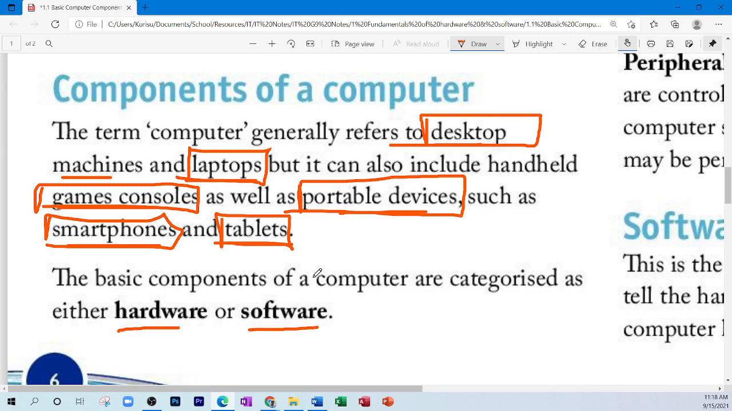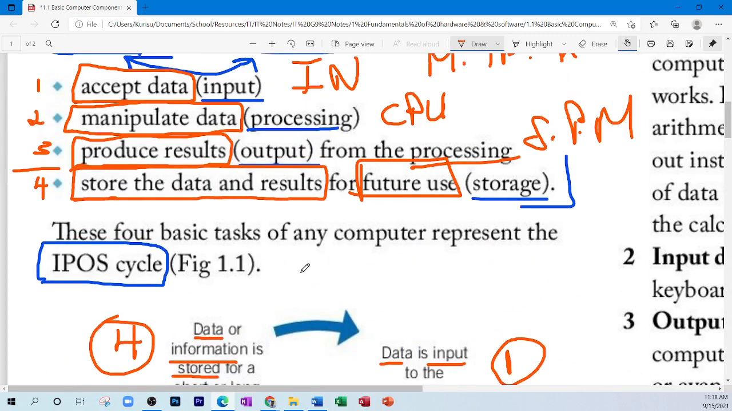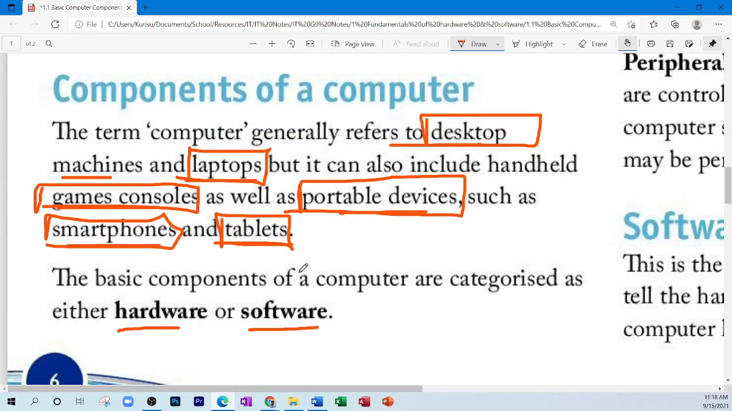So we have a general idea now how computers function following that cycle. Now, what makes up a computer? What are the parts of a computer? Well, a computer has two major parts, two main parts. We have one, the hardware, and two, software.